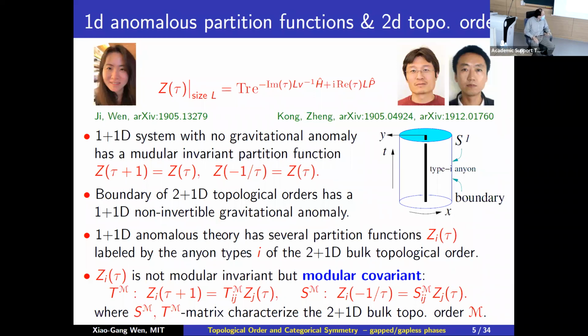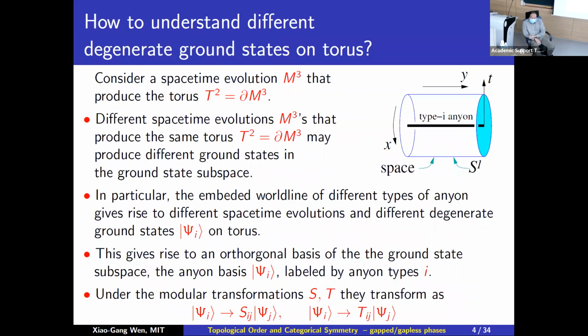Yes, I have a question. When you think about filling the torus, there's a choice of which cycle is contractible in the filling, and presumably that changes under S and T. So do you keep track of this? It's not just the torus; it's the torus with a filling, and your S and T transformations act on that full solid torus. No, S and T transformations actually act on the degenerate ground state.